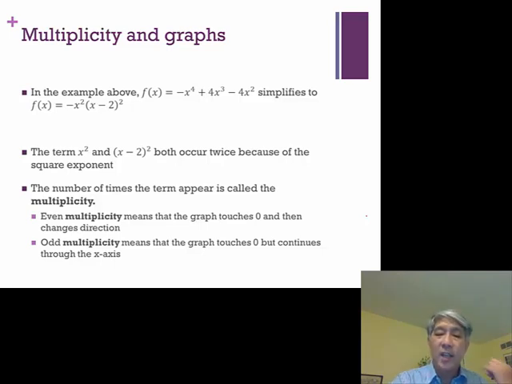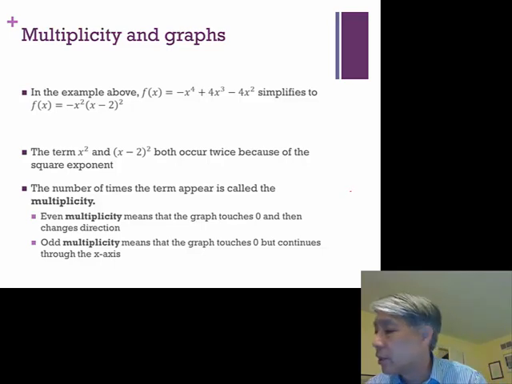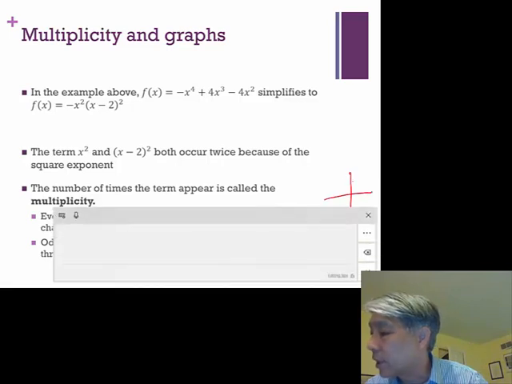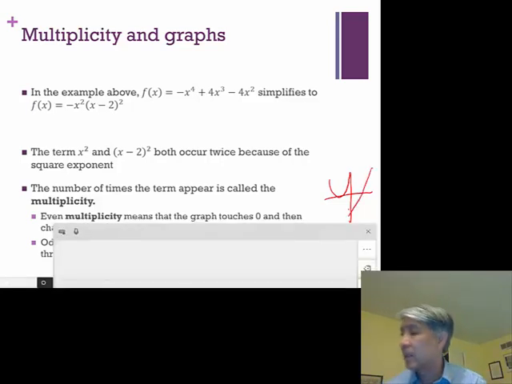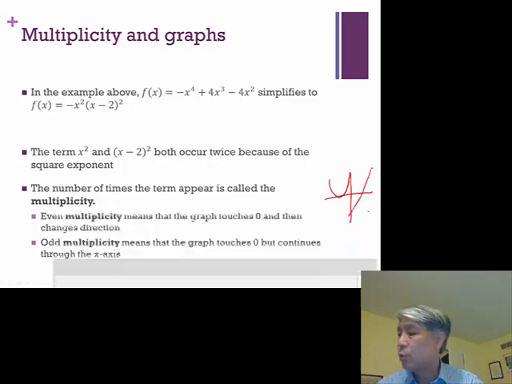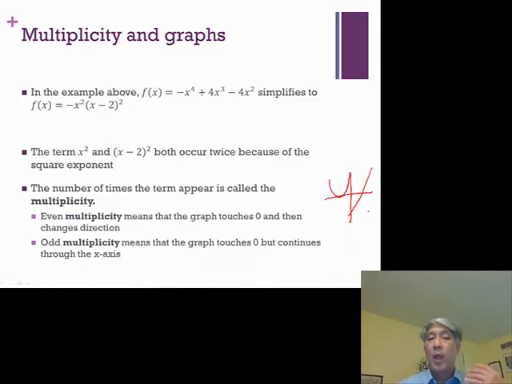When it's an even multiplicity, it means that the graph will touch the 0 and then change directions. So that would be a situation that looks like this. It touches the 0 and then changes direction. An odd multiplicity means that the graph touches 0 but continues through the x-axis. So it would be something like this. It continues through the x-axis.